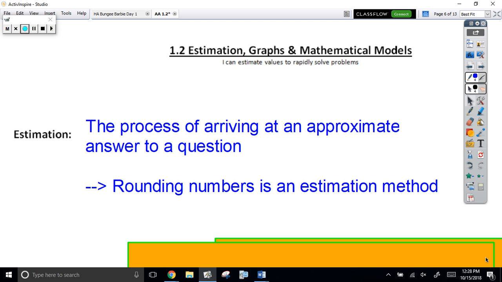So again, you can either round to the nearest whole number, the nearest half dollar, or you basically just want to make the numbers clean enough and simple enough that you can do mental math without having to reach for a calculator.